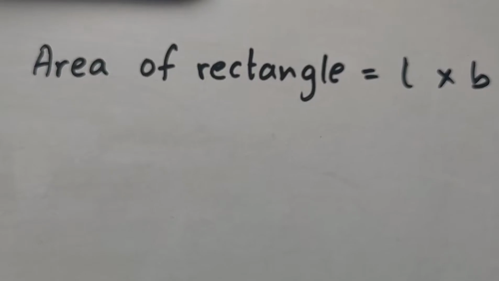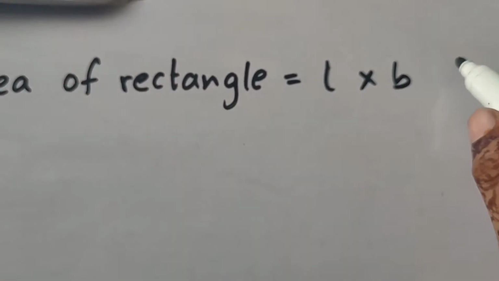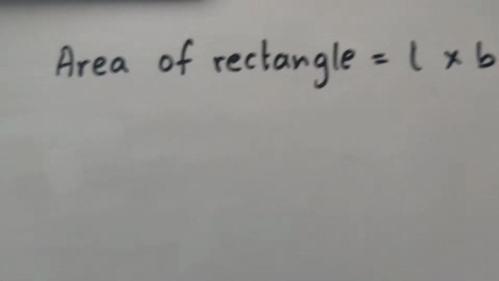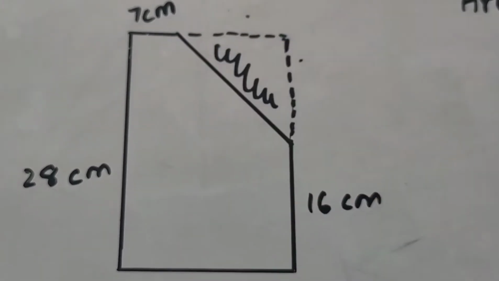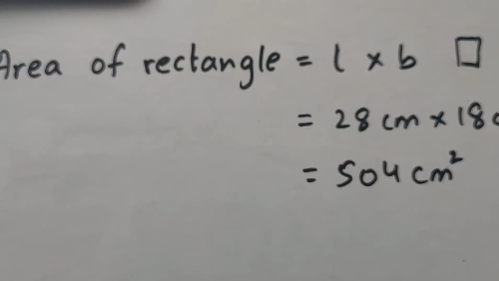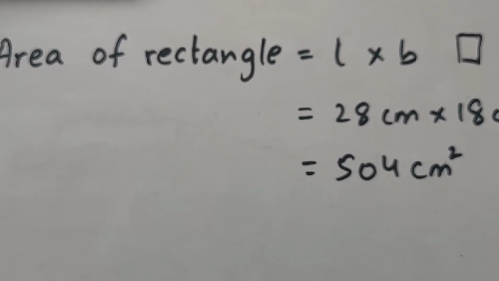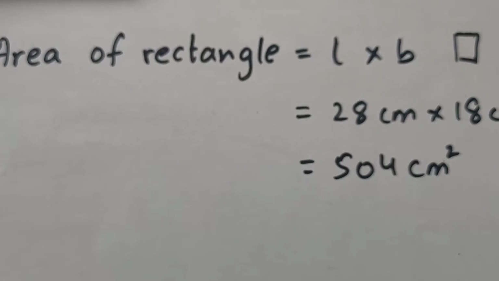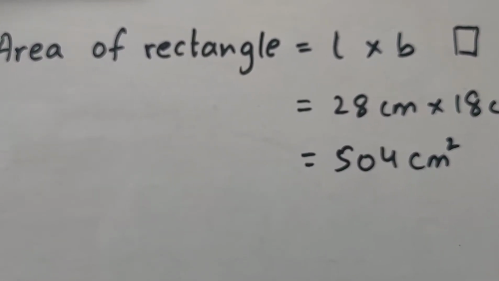First, I'm going to find out the area of the rectangle, that is the complete figure, which is length into breadth. And I know the length here is 18 centimeter and the breadth is 28 centimeter. So I'm going to multiply these two together. The area of this rectangle is 504 centimeters square. But we need to find out the area of some different figure from this rectangle. So we are going to subtract the area of triangle.